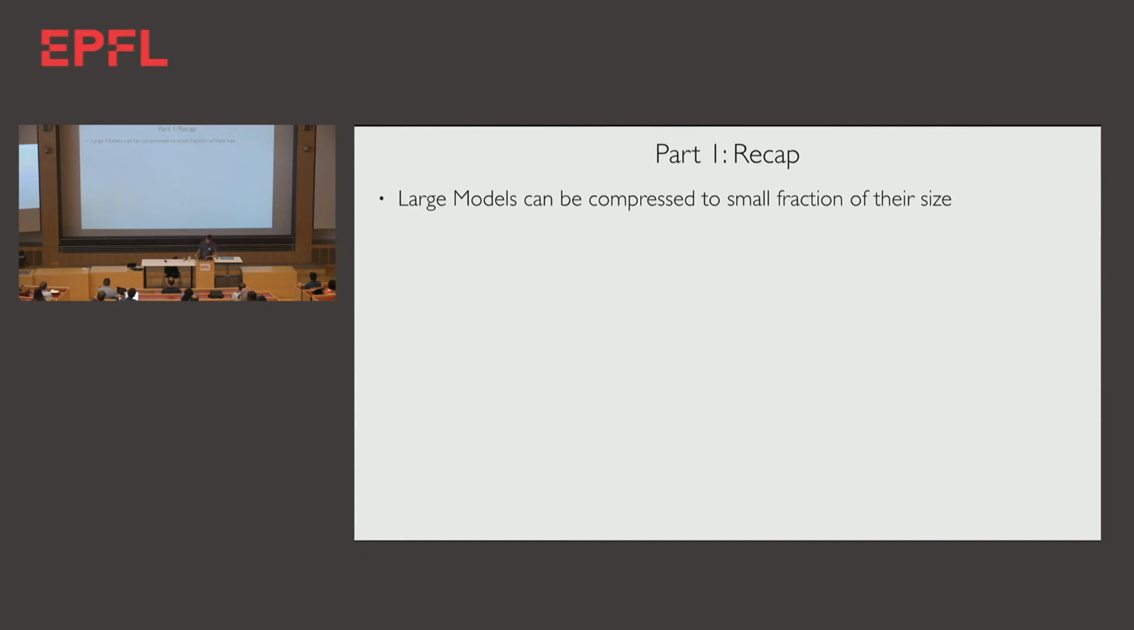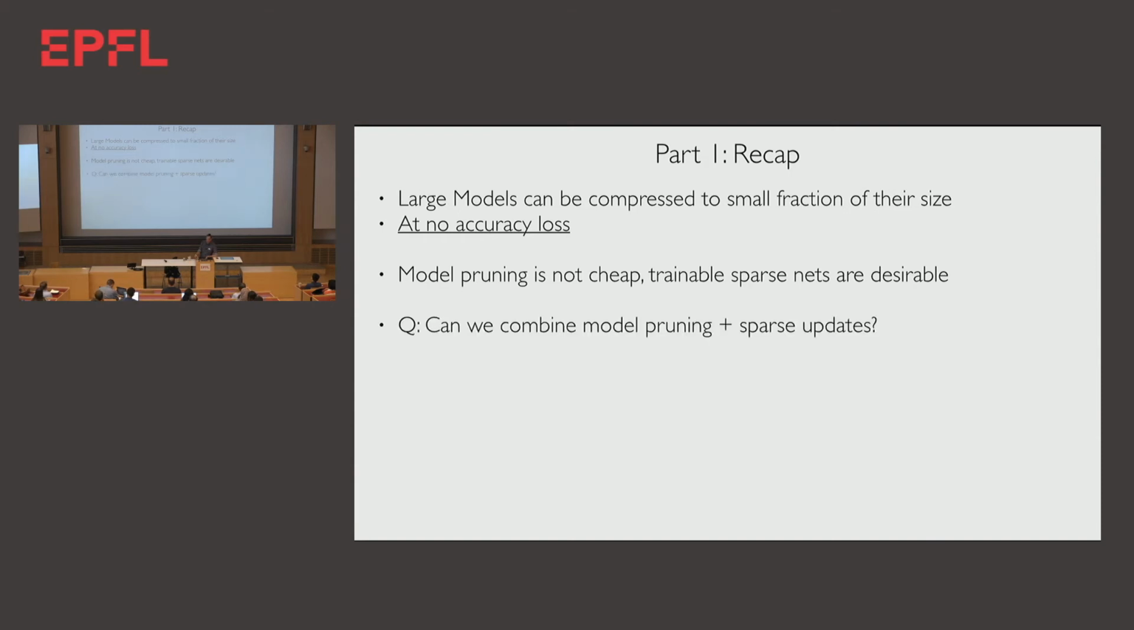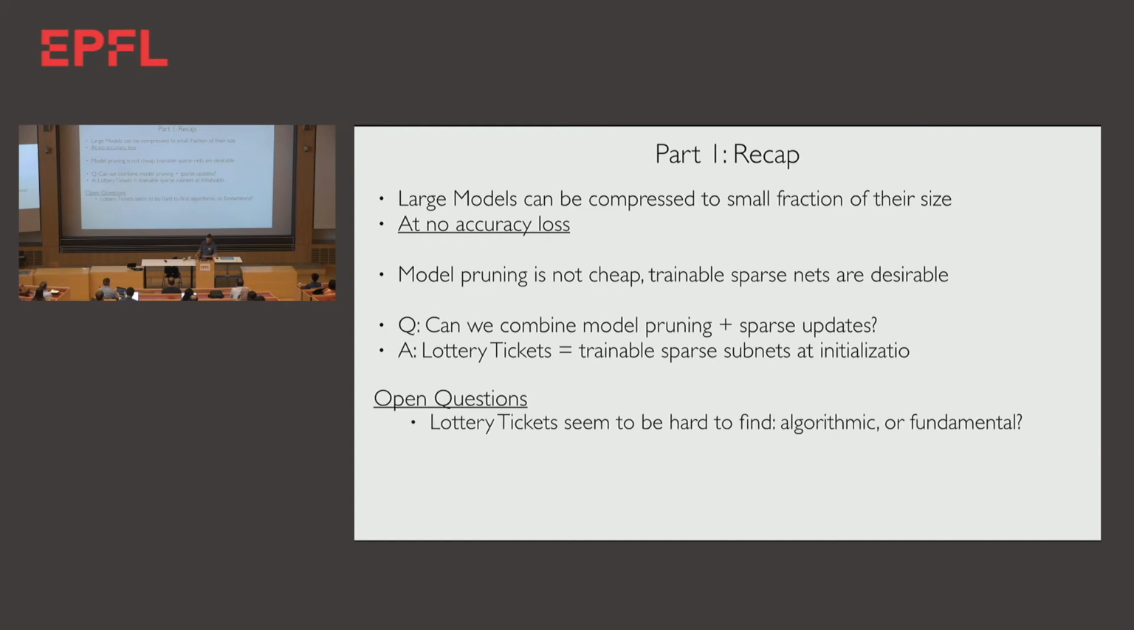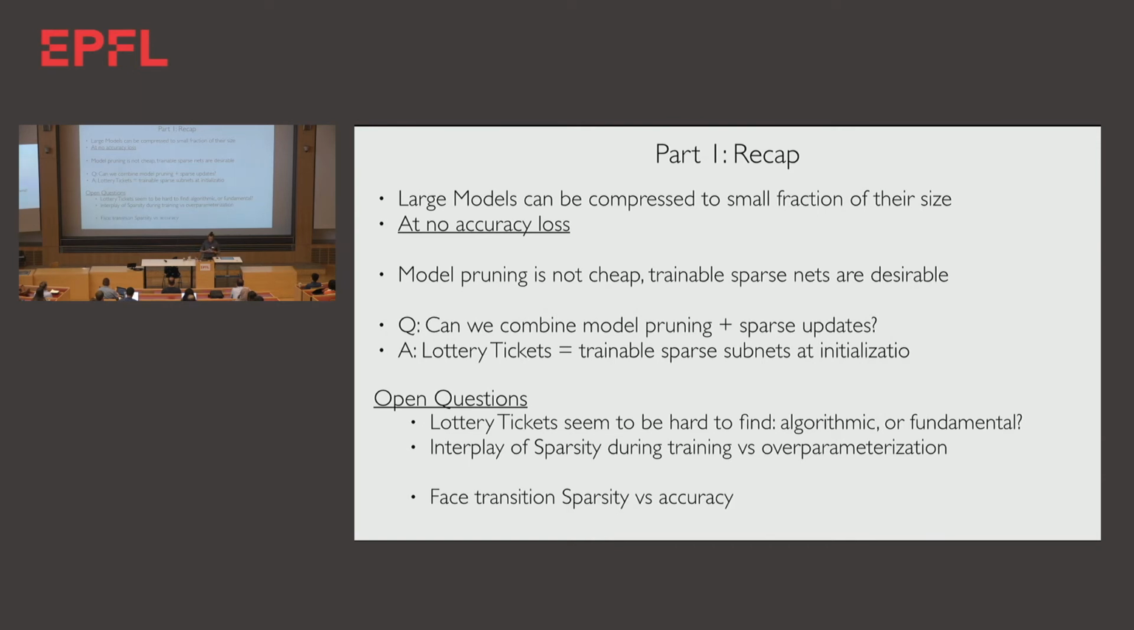So this was the first part. What we basically covered is that compression is possible at very high levels with no accuracy loss. And because model pruning is not, people have tried to look into the idea of using sparse updates, and this is exactly the premise of the lottery ticket hypothesis. But of course, there are many open questions because you can't really find lottery tickets, it seems. And the other questions that are not necessarily related to the lottery ticket hypothesis, but more general pruning, are the interplay between optimization, over-parameterization, and sparsity, and this phase transition that happens between sparsity and accuracy. These are things that we have not really understood well at all. So a lot of things to think about.